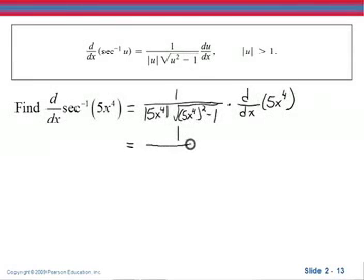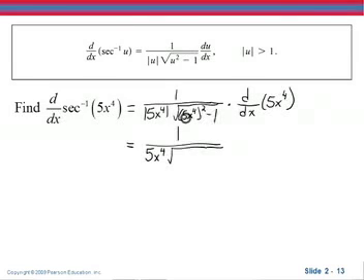Now as we simplify, notice we have the absolute value of 5x to the 4th. And the absolute value of 5 is positive. And since x to the 4th is always positive, the absolute value of x to the 4th is always going to be positive. So the absolute value of 5x to the 4th is just 5x to the 4th.